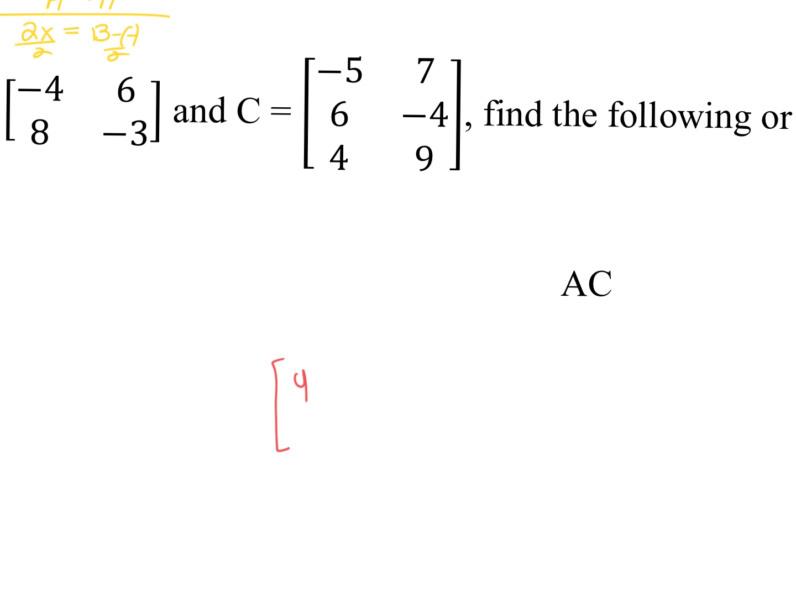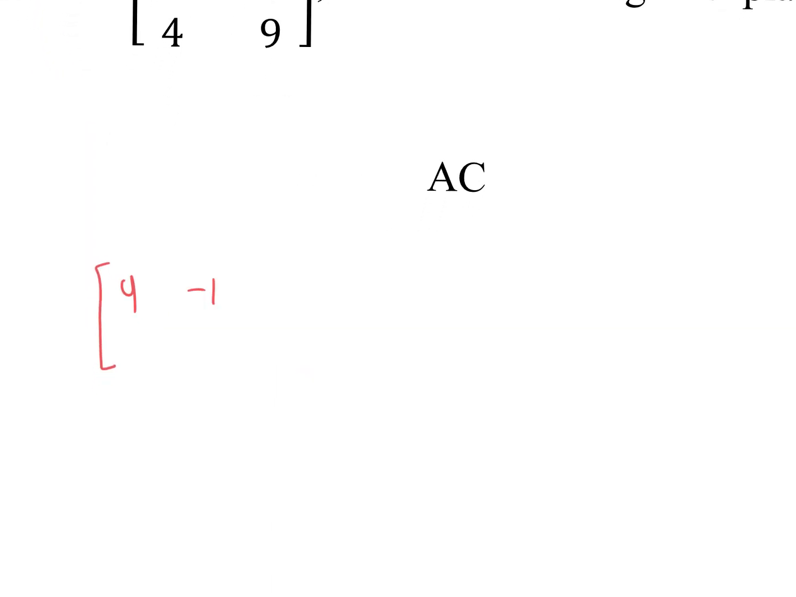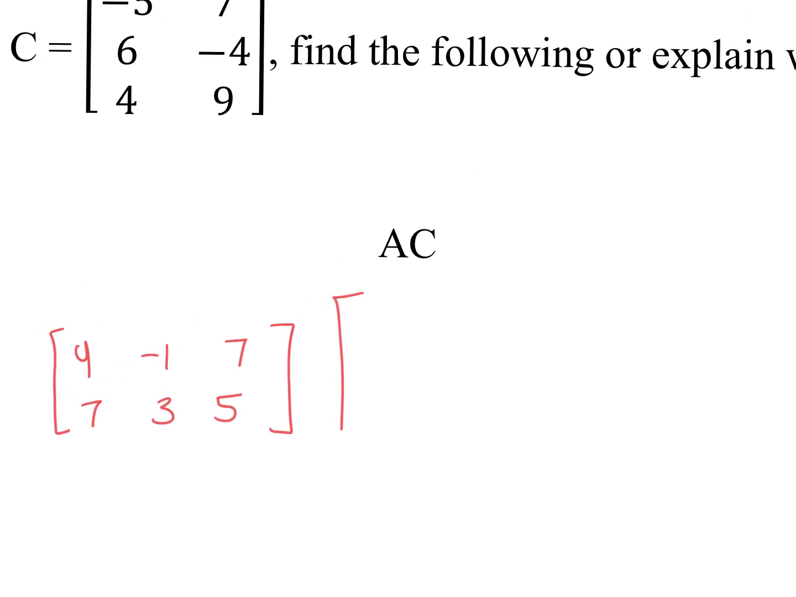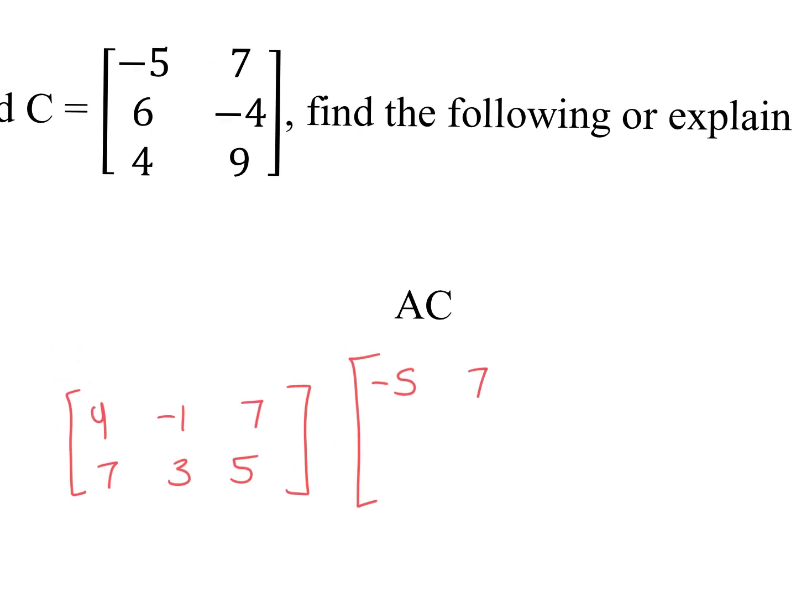4, -1, 7. 7, 3, 5, like that. Thank you. And then what is C? -5, 7, 6, -4, 4, 9.